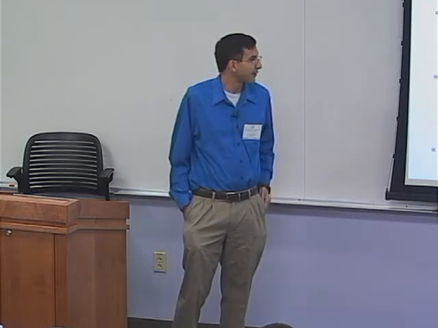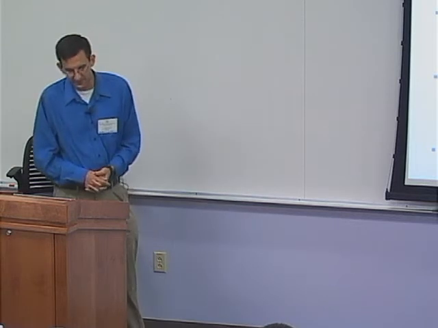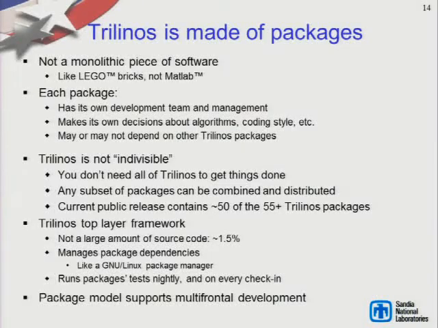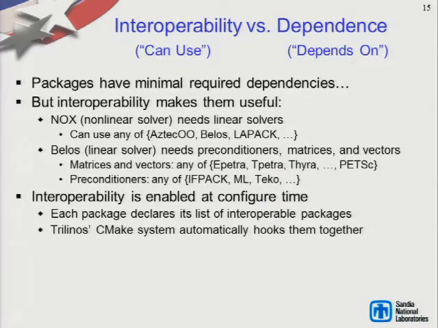The top layer framework is basically a small amount of code that manages all the package dependencies and gives us a test system, et cetera. The reason we do this is so each team can do what they're doing without being tied down too much from the top. So if I'm on the multigrid algorithms team, which I am now, I can work on that without worrying what the optimization guys are doing, or what the load balancing people are doing. Each person can work in their own area.